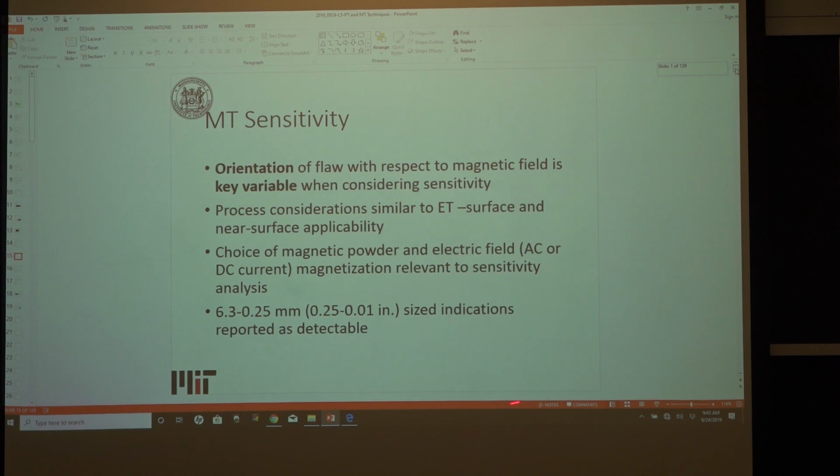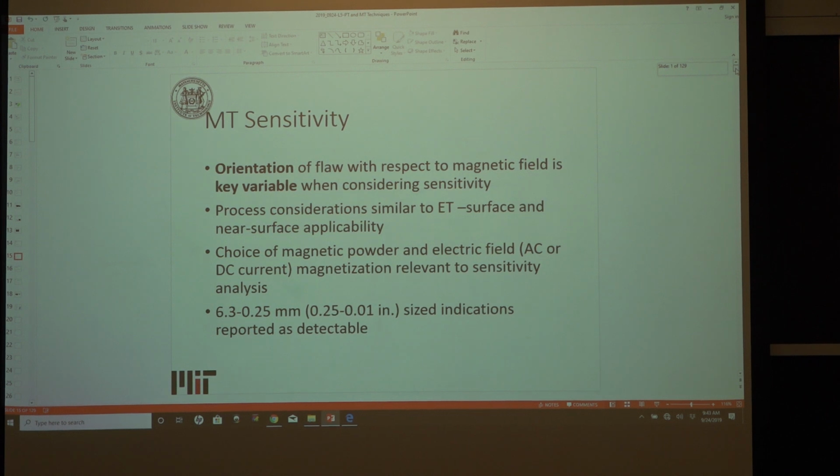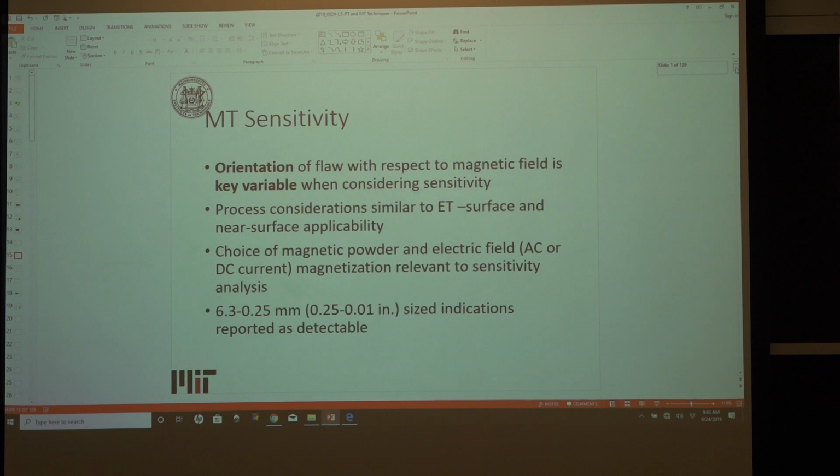In terms of the sizing, again, just take into account that oftentimes this relates to what they call engineering flaws rather than flaws from service use. But 6.3 to 0.25 millimeters is reported as detectable. There are a lot of variables that come into play. Based on this number alone, it is over an order of magnitude range that they report they can detect. So if they report they can detect over an order of magnitude, they can also miss an indication over that same order of magnitude.